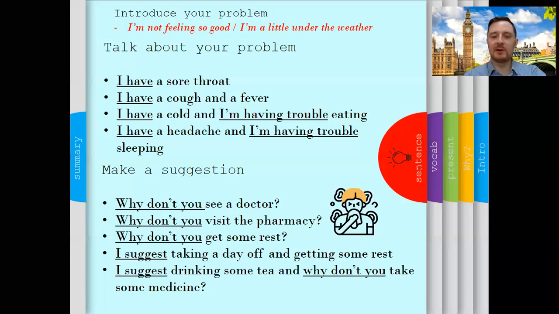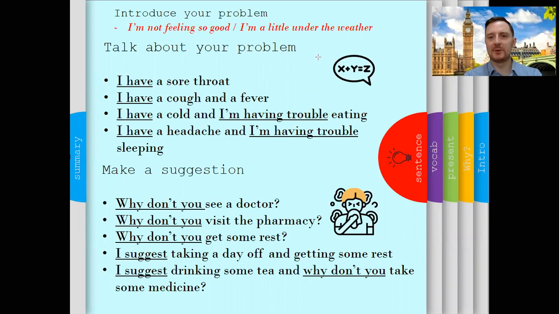Or here we have a very good example of the two structures together. I suggest drinking some tea, and why don't you take some medicine? Here we have the two structures. I suggest and why don't you? Okay, so there are plenty of examples here. So remember here, just to highlight and remind you, this is the most important thing here, is to try to add them together. Up here you can see what I'm talking about.